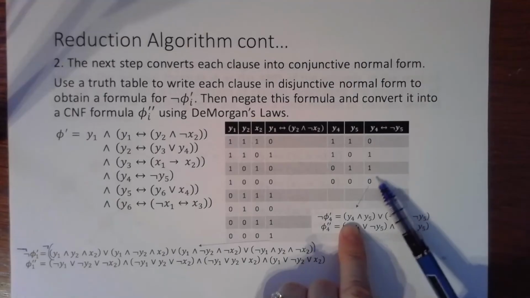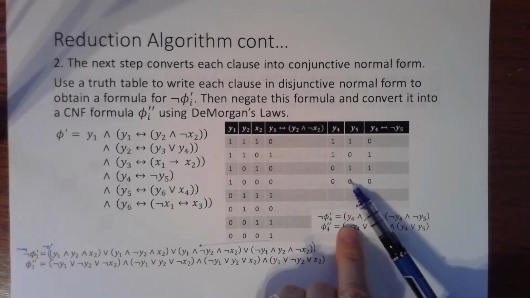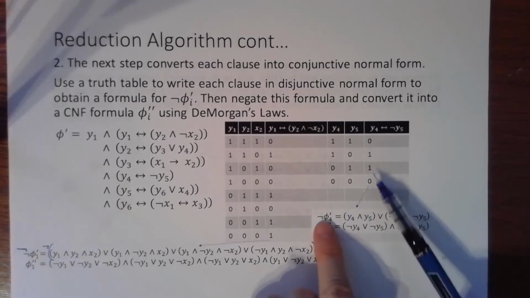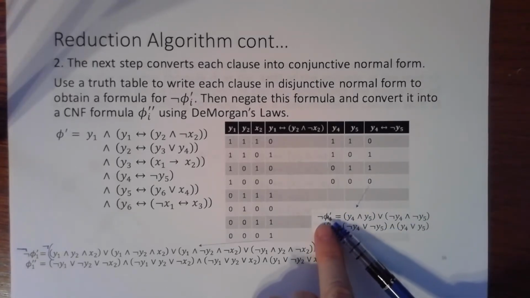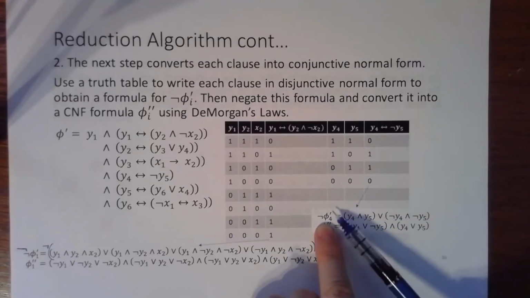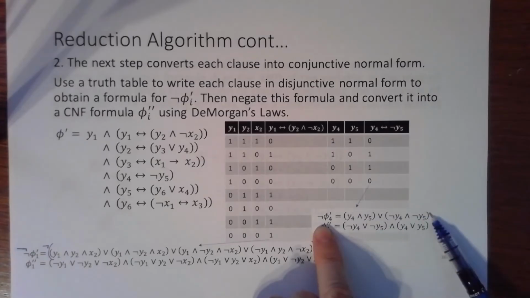Okay, and then the other zeros down here, that's when they're both false. So that would be not Y4 and not Y5. Of course, now we looked for zeros, so that's where this one was false. But what we're really interested in is where it's true. So we have to negate this side, and when we negate this side, we negate this whole side.